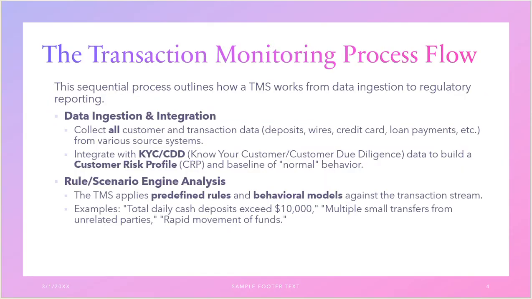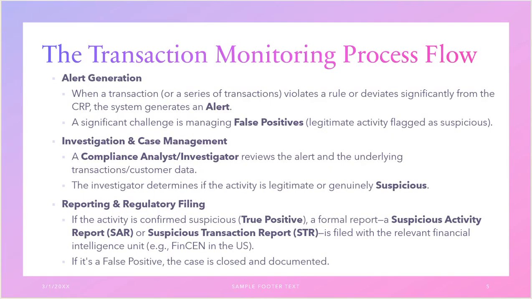That is a very important topic, the transaction monitoring process and how it happens. This is a sequential process. I'll explain how transaction monitoring works, from data integration to regulatory reporting, where the operations team or the anti-money laundering risk officer informs the regulatory bodies like the financial intelligence unit and FATF. These bodies regulate these things. So the first stage is data ingestion and integration, then rule scenario engine analysis, and then alert generation.